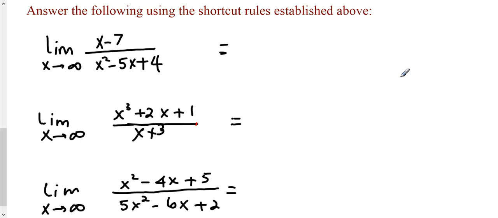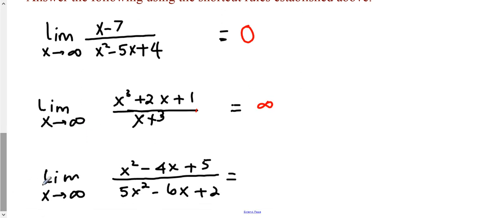So hopefully you took a few moments to think about these problems. And the first one, degree of the top is smaller, the bottom is growing faster. The answer will be 0. This one, the degree of the top is higher, so the top is growing faster, right? Everything is positive. As x goes towards infinity, this will be positive infinity. And the last one, degree of the top is equal to the degree of the bottom. Take the ratio of the leading coefficients. That's going to be 1/5.